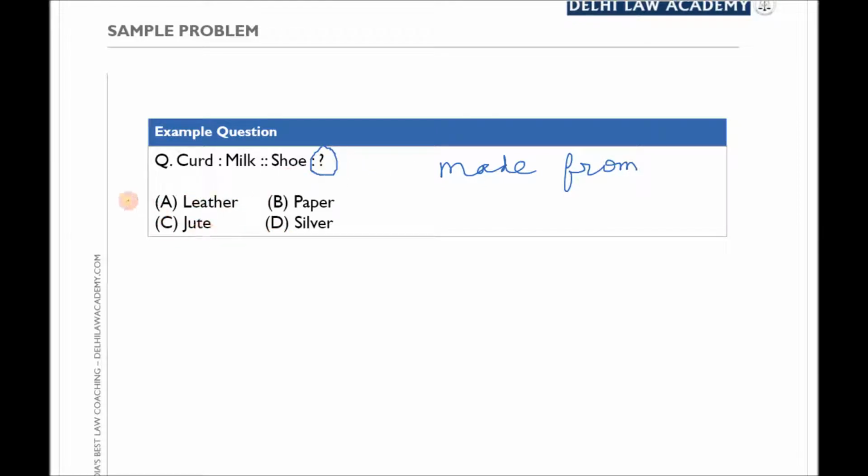So obviously the most obvious answer, or the most eligible answer is A, leather. It can be argued that shoes can be made from paper and jute, but these are not the most obvious or the most common answers. If someone were to ask you what is a shoe typically made of, then the answer would be leather, and that's why A is the answer.